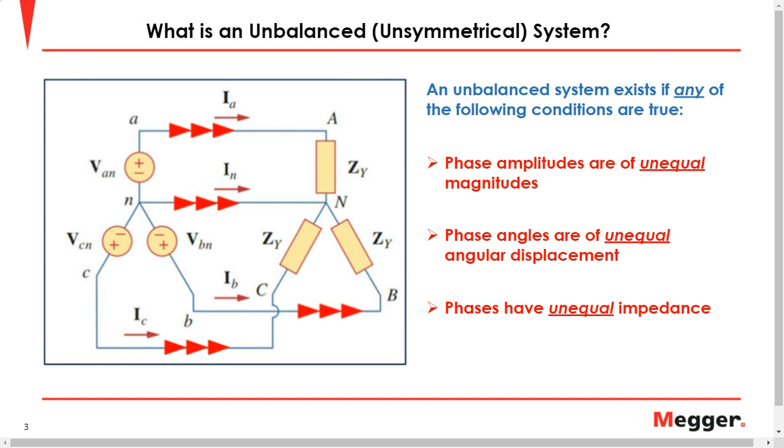So now what is an unbalanced or an unsymmetrical system? Basically it's the opposite. If any one of the previous conditions is not true, then you have an unbalanced or an unsymmetrical system. Meaning if any of your phase amplitudes are of unequal magnitude, or your angles are of unequal angular displacement, or of course if your phases have unequal impedance, then you will have an unsymmetrical system or unbalanced system.